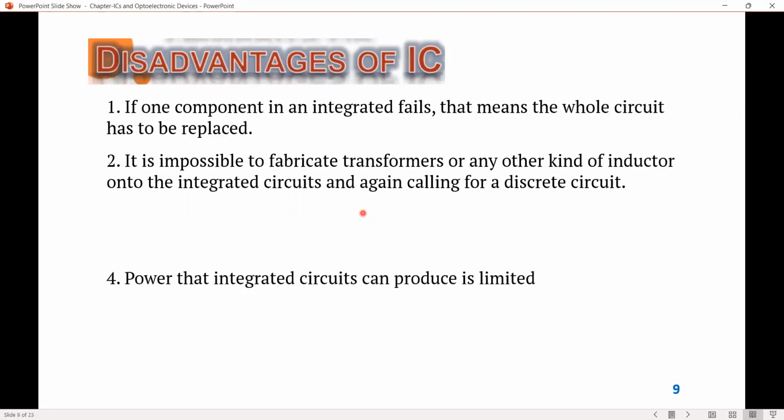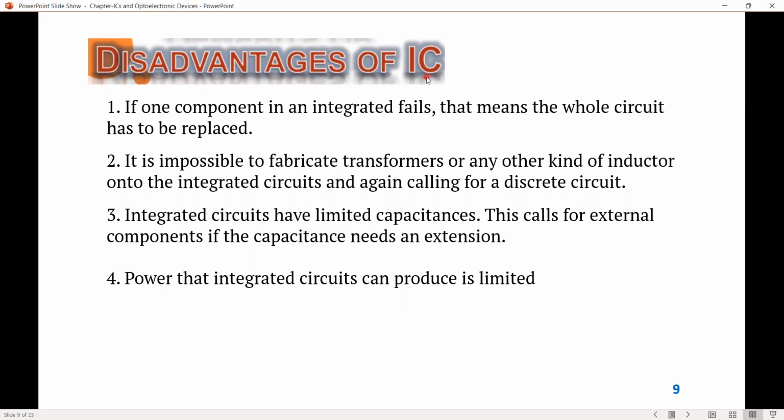Now see the disadvantages of the IC. If one component in an integrated circuit fails, that means the whole circuit has to be replaced. This is the problem, because we cannot replace any particular component in the IC, because it is designed so close, as you can see millions and billions of components can be constructed. So it is so difficult to repair any faulty component. If one fails, the complete IC needs to be replaced.